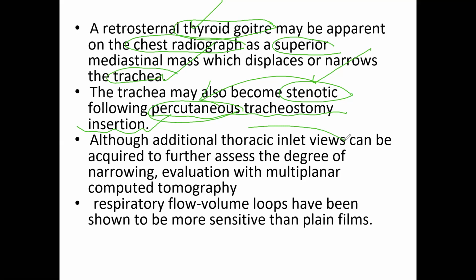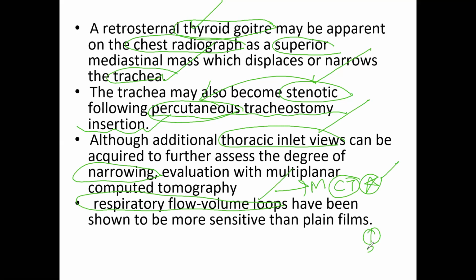Thoracic inlet views are useful for assessment of the narrowing, and multiplanar computerized tomography is a good option to see the narrowing of the trachea. You have to look at the respiratory flow loops also, which are more sensitive than plain films. So the best is number one, MDCT, the multiplanar CT scan. Second is the respiratory flow loop, and the third is the plain film. The last priority goes to the plain film. Keep all those things in mind.